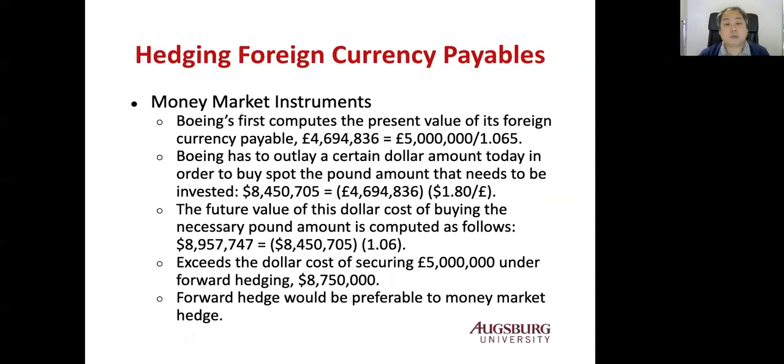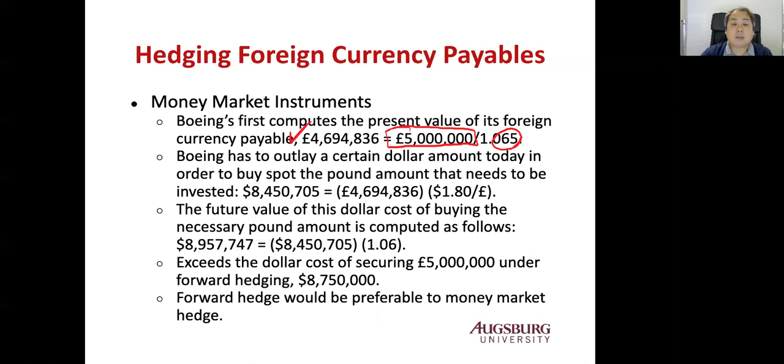What about money market instruments? Boeing first computes the present value of its foreign currency payable. So you have 5 million pounds payable and 6.5% interest in the UK. So you need to have 4,694,836 British pounds today.